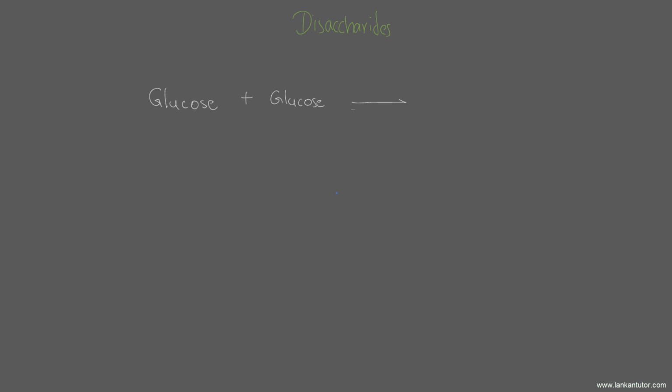Remember, there are 3 types of disaccharides. Glucose gets together with another molecule of glucose to form maltose in the presence of an enzyme called maltase. It's really easy to remember. All enzymes have A's, and maltase, maltose, you can figure that out. The next one is glucose joined with a galactose molecule to form lactose. Lactose is commonly referred to as milk sugar.